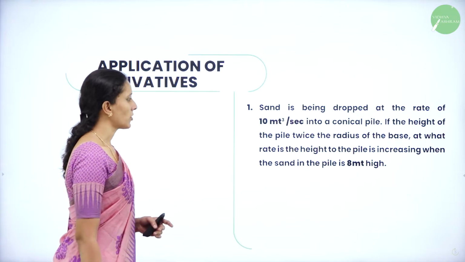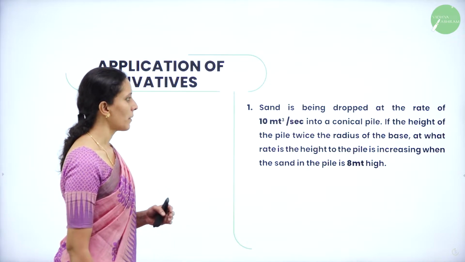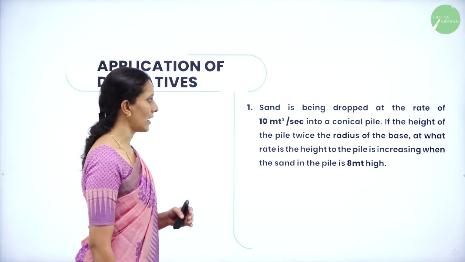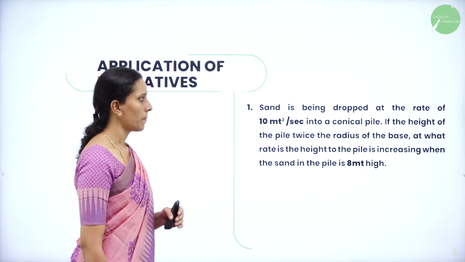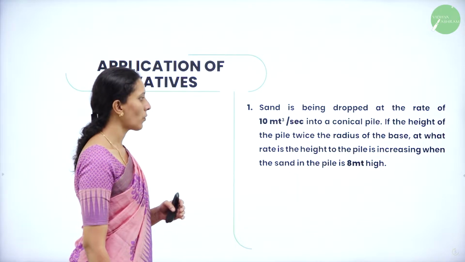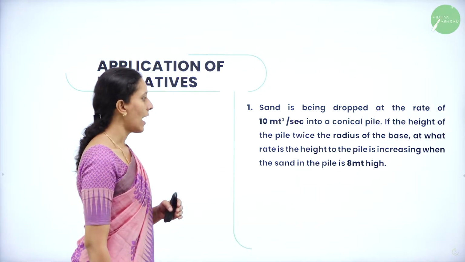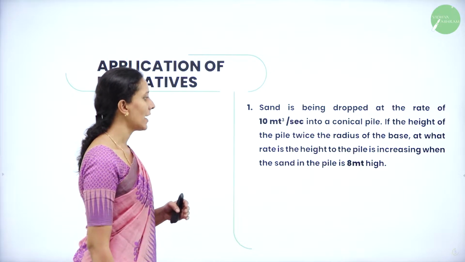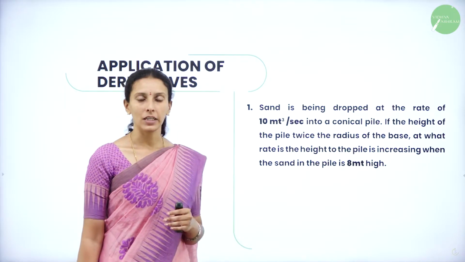So the very first question here is, sand is being dropped at the rate of 10 meter cube per second into a conical pile. If the height of the pile is twice the radius of the base, at what rate is the height of the pile increasing when the sand in the pile is 8 meter high?